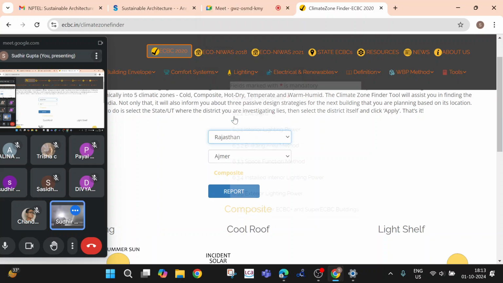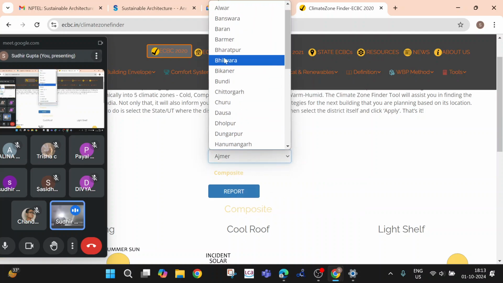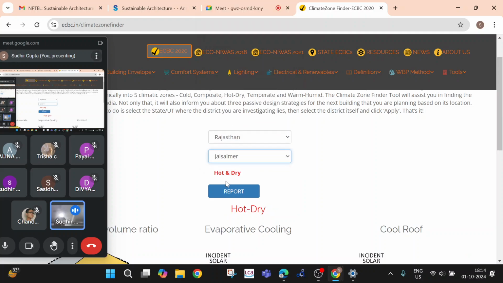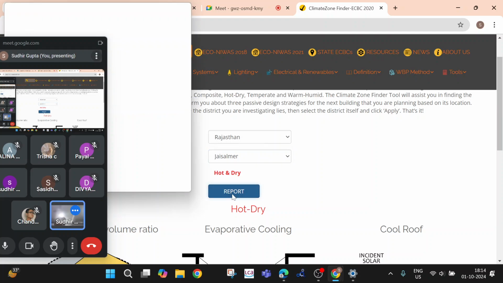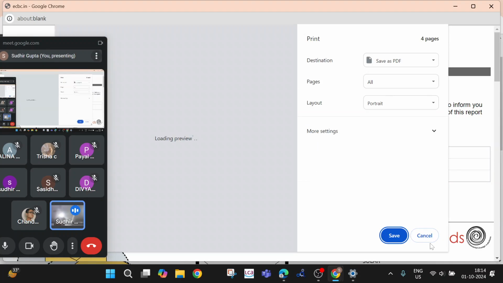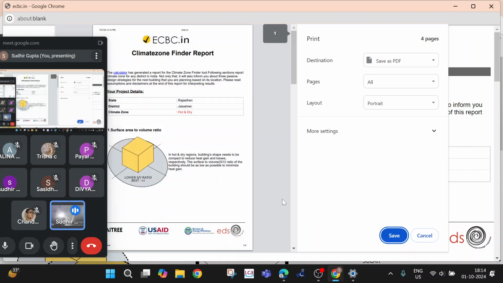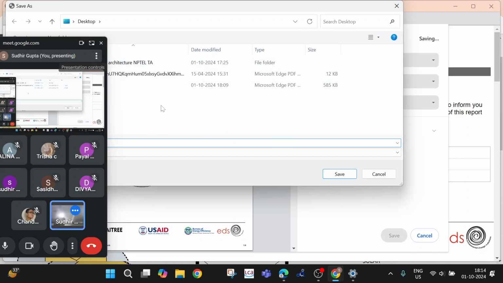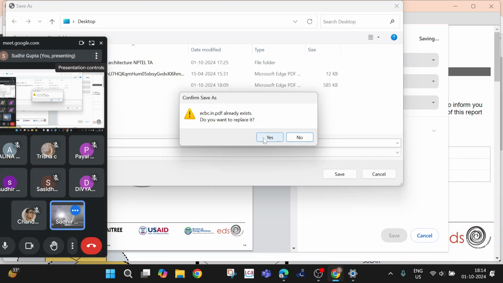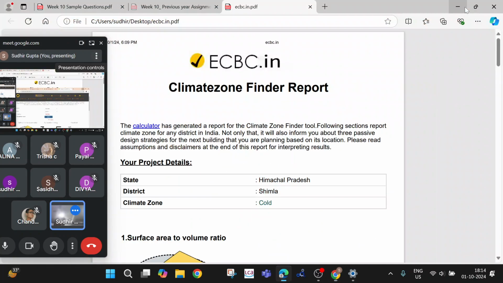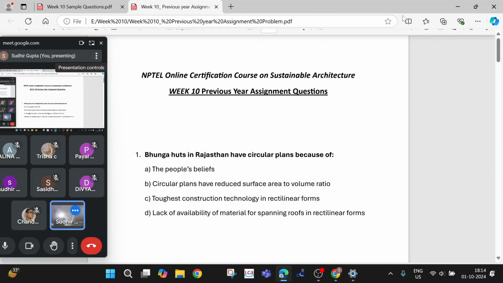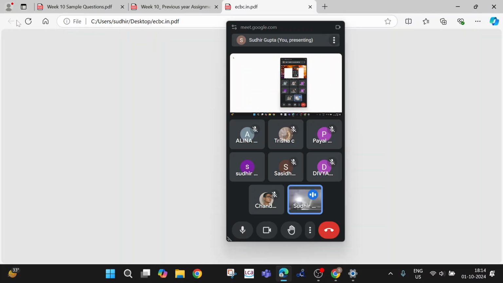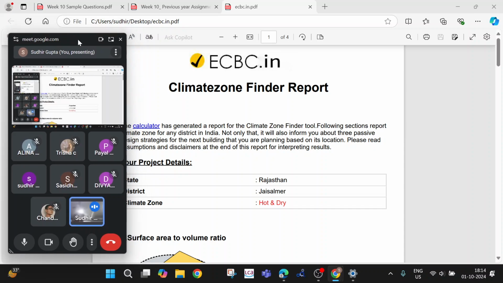Similarly for other states also, if you go towards Rajasthan, which is a desert region, you can choose any city, like Jaisalmer, where a hot and dry type of climate condition exists. So in that regard, what should be focused on while designing the building? Let me open this also. For that climate, what is the suggested design strategy for an area like Rajasthan, where a hot and dry climate condition exists?